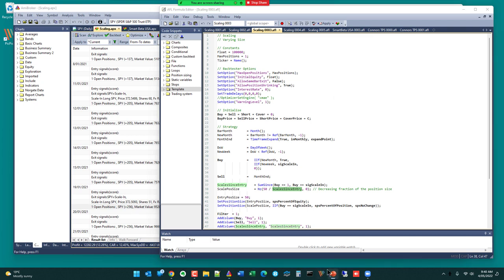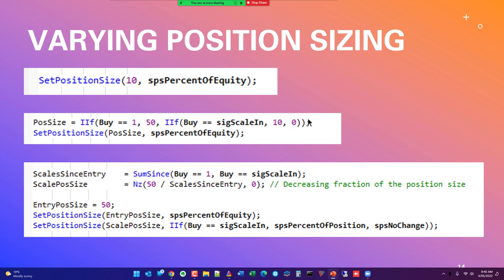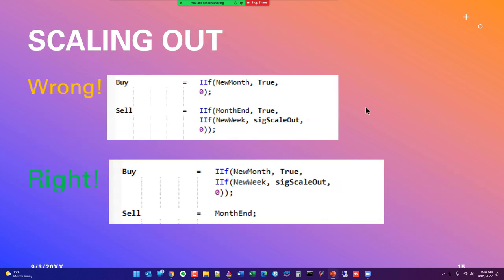Okay, so what's happened to my slides? There we go. So next, scaling out. This is the one that trips up everybody who first tries to do scaling out. Now the obvious thing that you would think of is, when I'm scaling in, I'm on the buy side, I'm buying a position. When I'm scaling out, surely what I want to do is sell some of that position. Which is right logically, but the way that Amibroker works is not always correct logically.